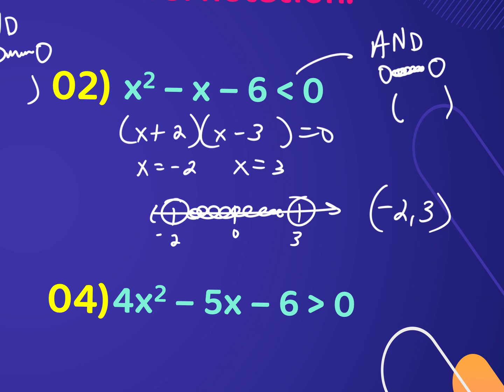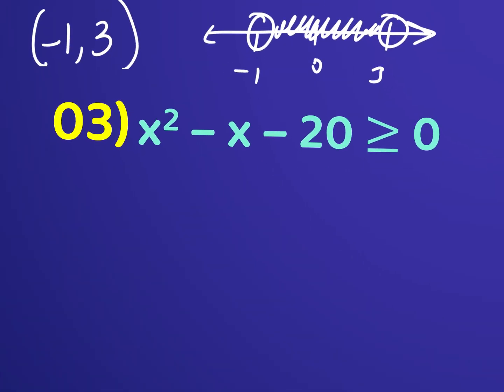Yes, it has to go left to right. Like if you did 3 to -2, that's a problem. You got to go left to right. All right, let's look at number 3. Same thing. Everything on one side, 0 on the other.